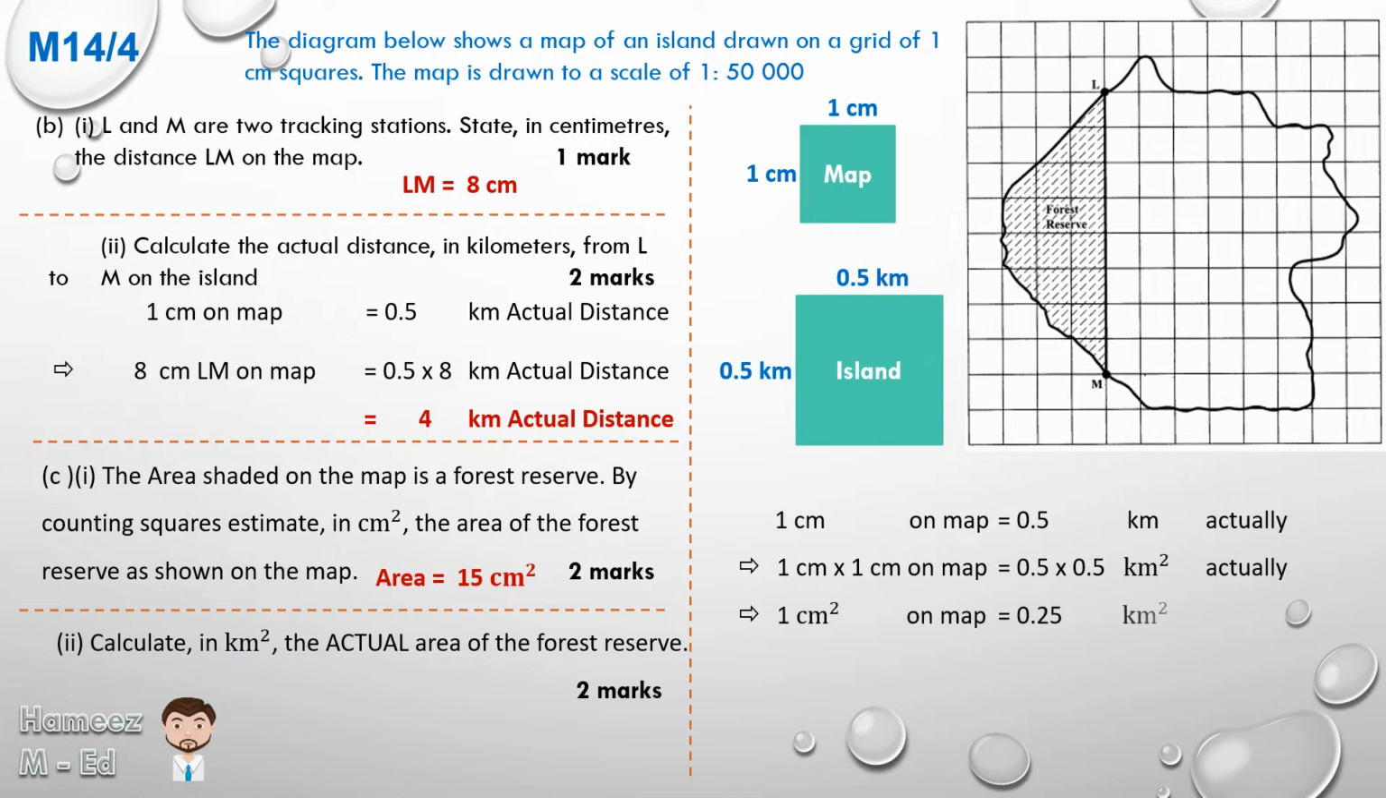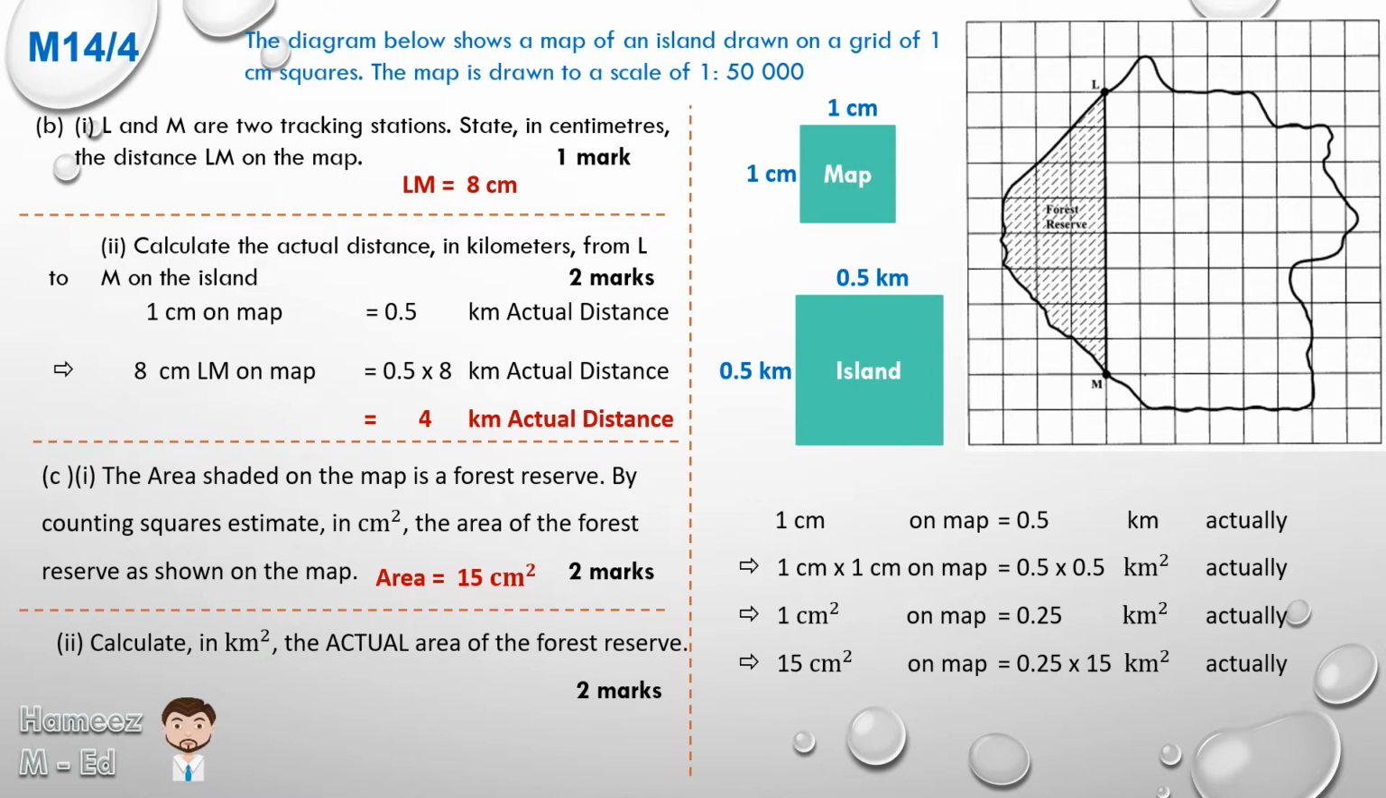So 1 by 1 is 1 cm squared on the map is equal to 0.5 by 0.5, a half by a half, which is a quarter. So that's 0.25 kilometers squared on the island. And if we know that ratio, 1 to 0.25, we want to find out for this forest reserve, and that is 15 cm squared on the map.